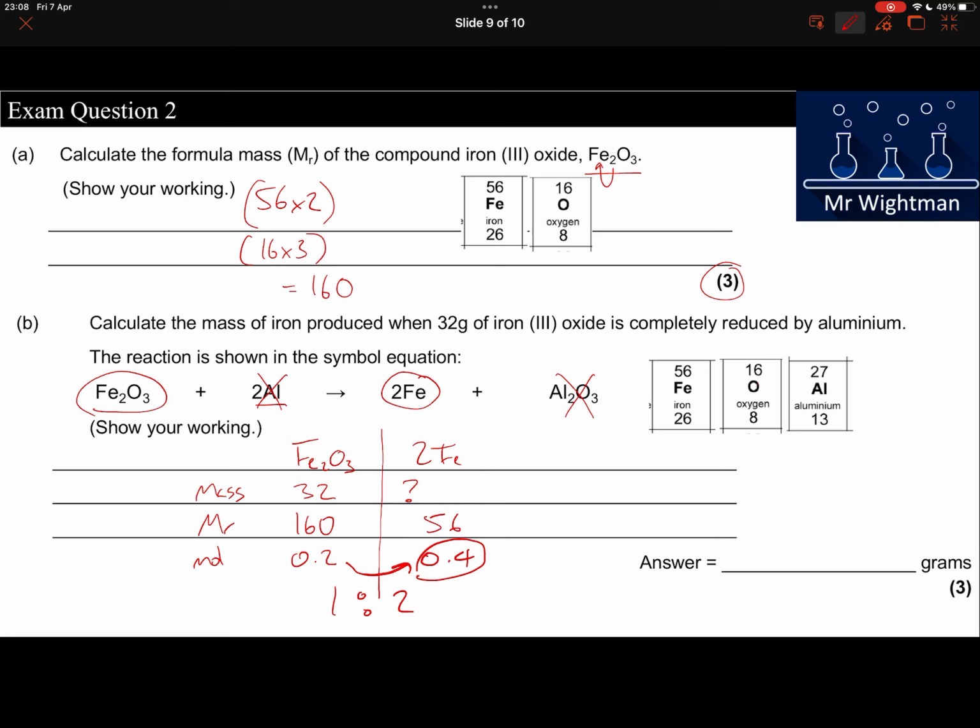0.4 multiplied by 56 will give me the mass. So mass is equal to moles times MR. 0.4 times 56 will give me a mass of 22.4 grams, which is the answer.